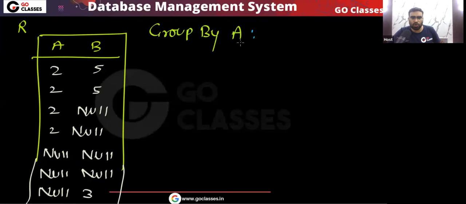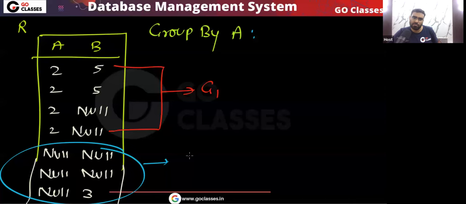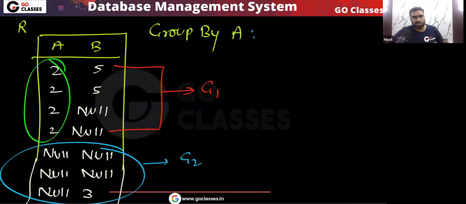So you can see, if I say group by A, then what will happen? If I say group by A, then one group will be created. This will be one group, and the remaining ones will be in one group. Okay, because I am doing grouping by A. So you can see here the A value is the same, so these tuples are in group 1, and here the A value is null, so these tuples are in one group. So two groups will be created.